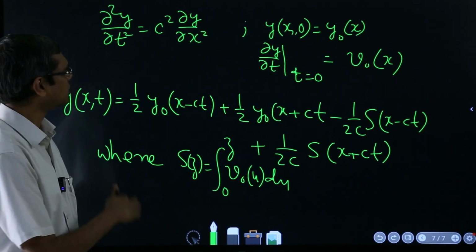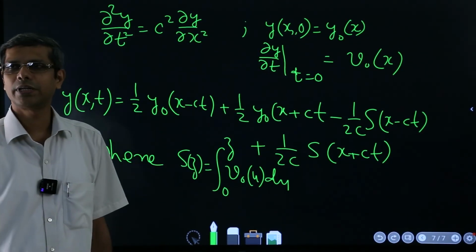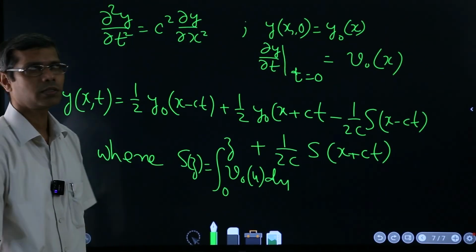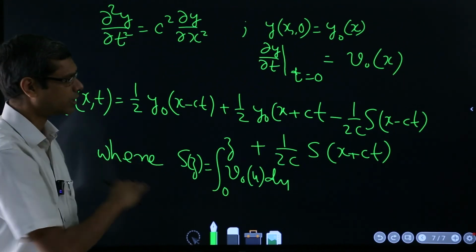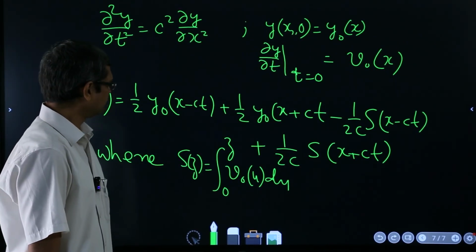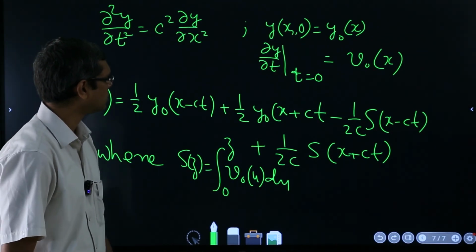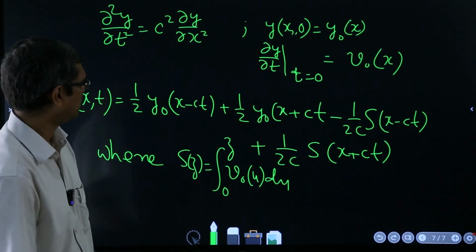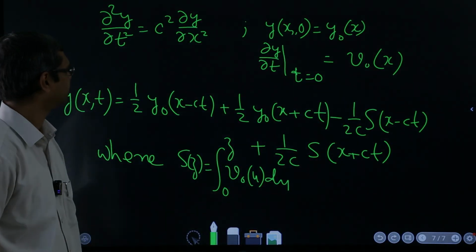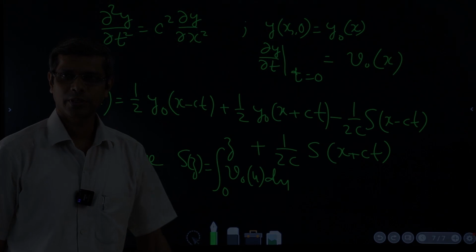So this is the full story that we discussed in the last 25 minutes as the solution of the wave equation on an infinite string. We'll stop here for this segment. I missed a bracket here. See you in the next segment.